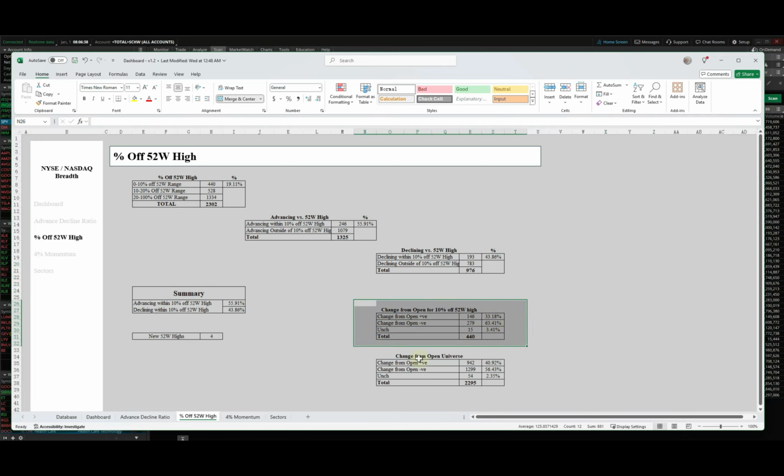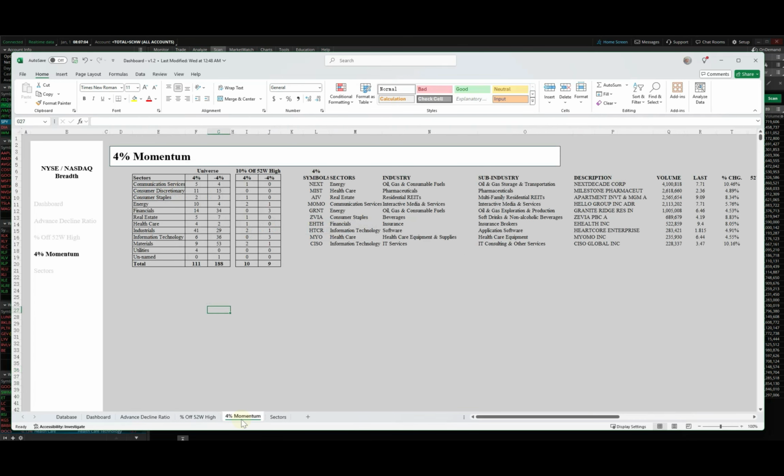And overall, the universe is 2300 stocks. So in the 2300 stocks, open here and advancing, or open here and declining, you can say 40% versus 56%. So we can check the overall breadth within the 52-week high, how the overall market is responding. And then we have the 4% momentum.